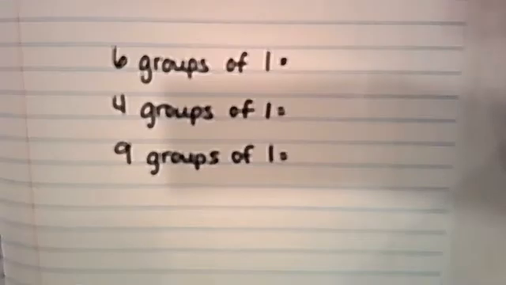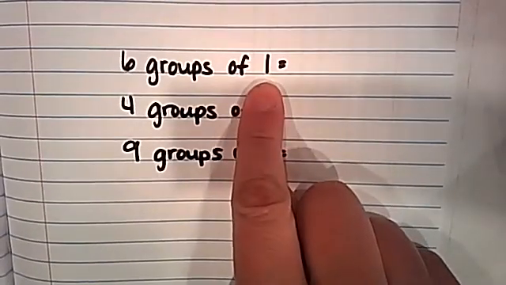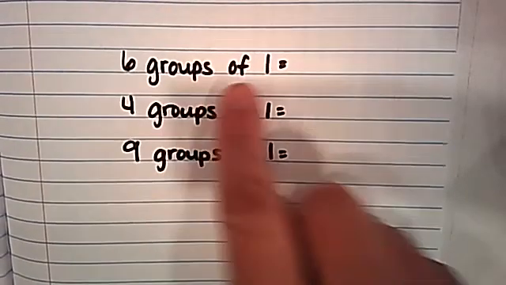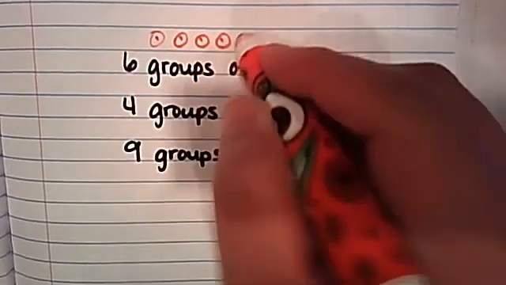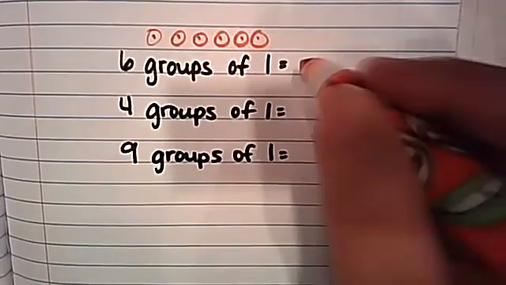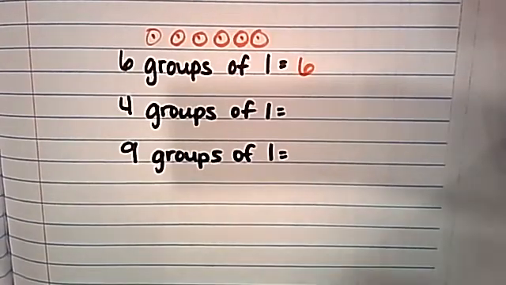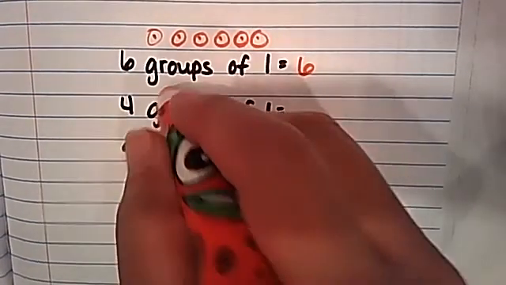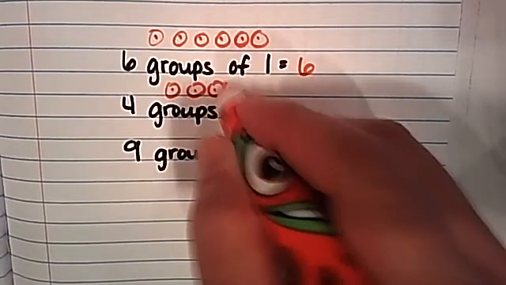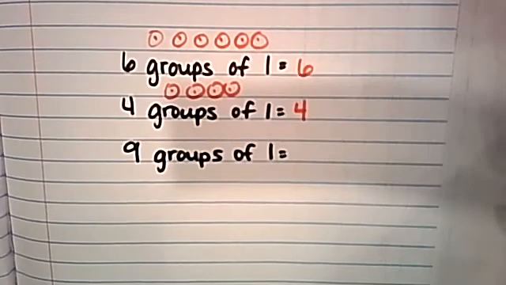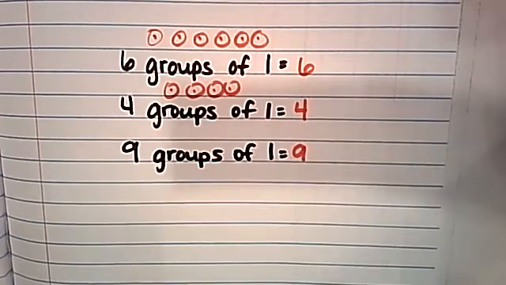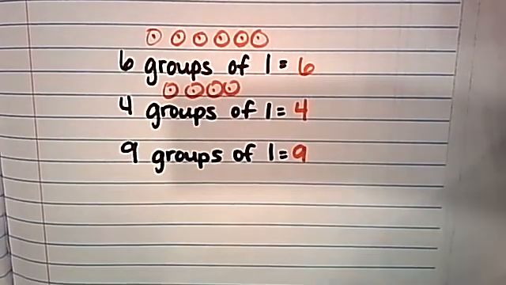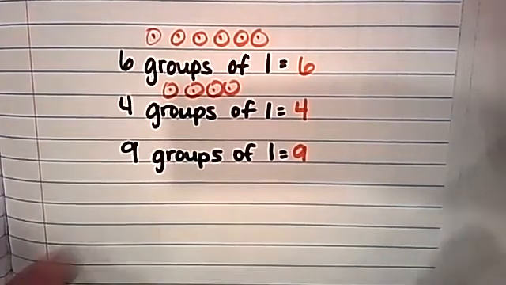Instead of groups of 10, we have groups of 1. So if we have 6 groups of 1, 1, 2, 3, 4, 5, 6. We have 6 groups of 1. How many do we have? We have 6. If we have 4 groups of 1, 1 group, 2 groups, 3 groups, 4 groups, we have just 4. And if we have 9 groups of 1, you got it. It would just be 9. So multiplying by 1 is pretty easy because you keep the same number.